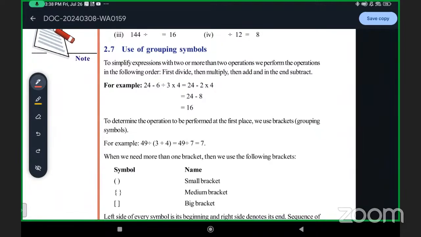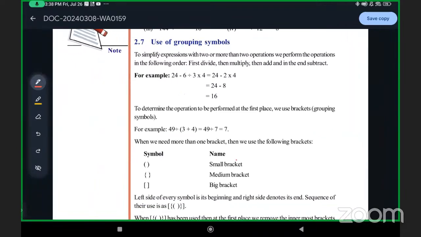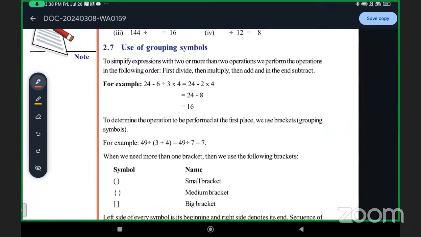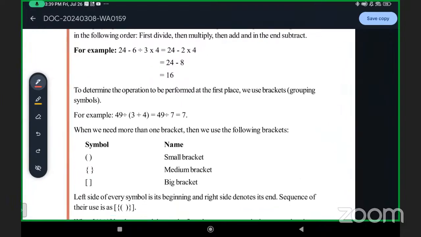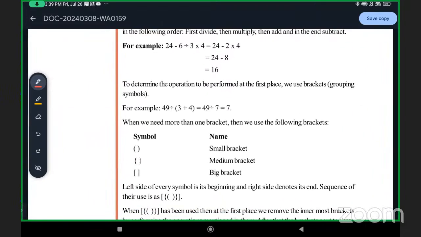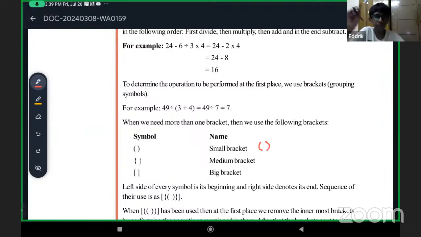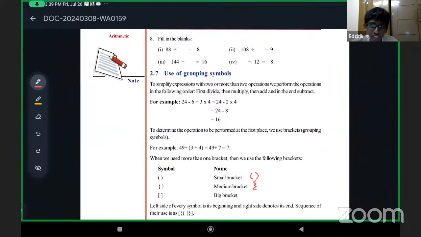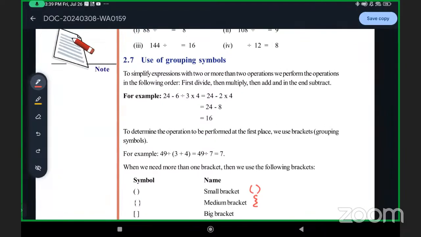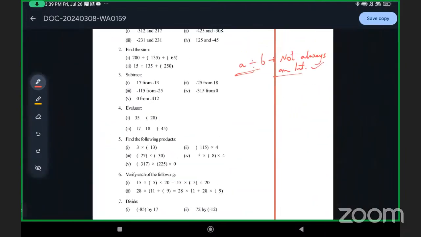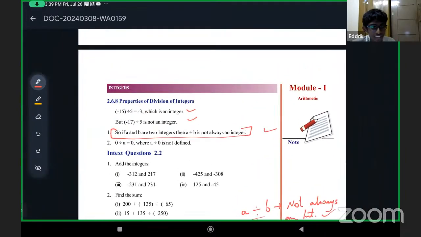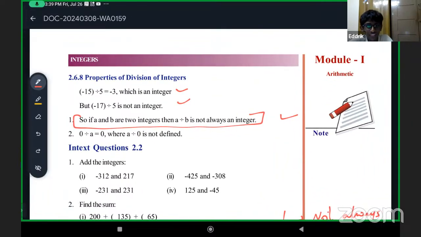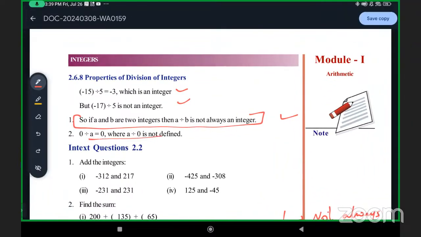Then you have grouping symbols. Means that now, guys, there are 3 brackets. This is known as small bracket. Ma'am, you skipped this: 0 divided by A is 0 while A divided by 0 is not defined. You skipped that. Which one? This one. Okay, yes.